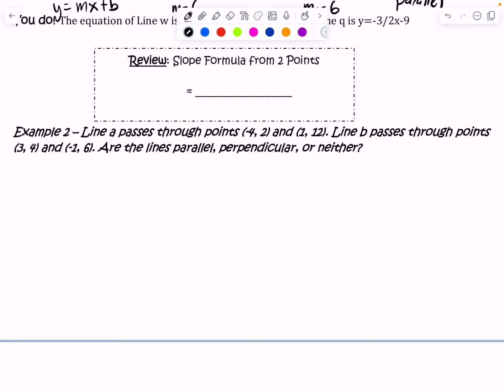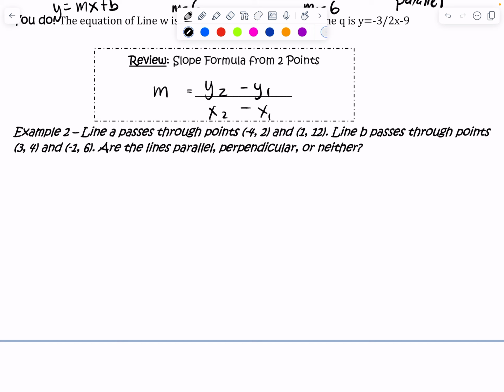All right, and this is the final example for 2.04. Sometimes you're not given a line or the slope. Sometimes you're given 2 points. So we need to review the slope formula from 2 points. So m is going to be y2 minus y1 over x2 minus x1. That's going to give us the slope if they give us 2 points.